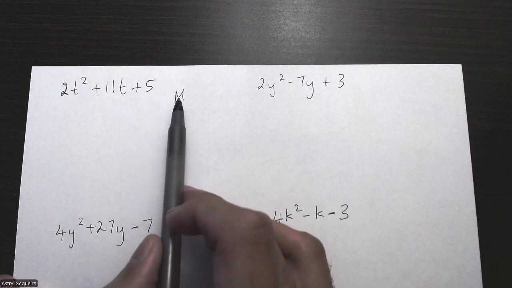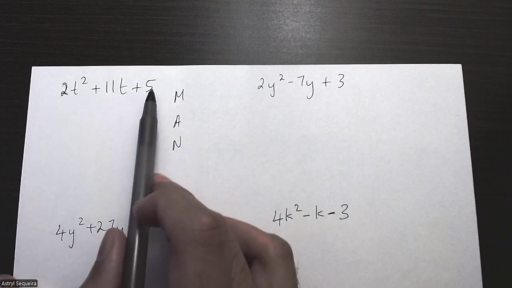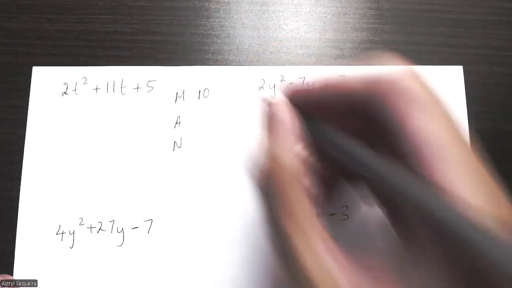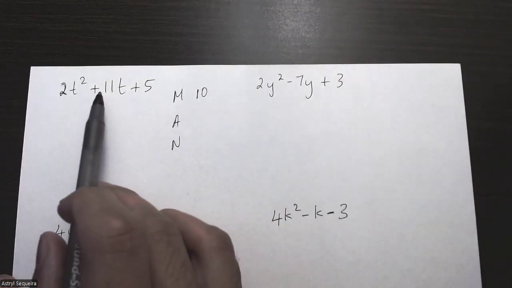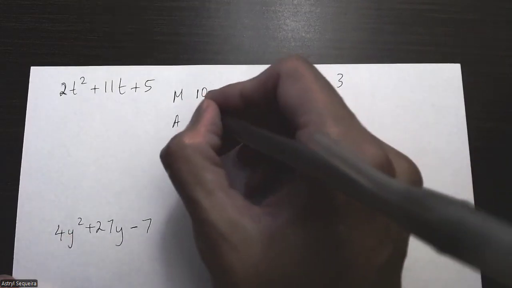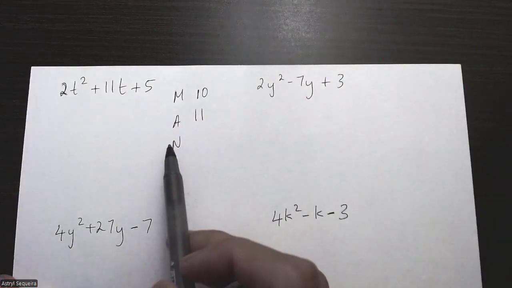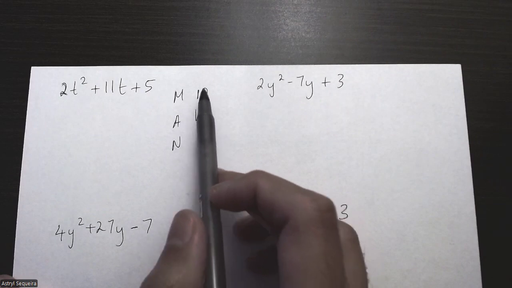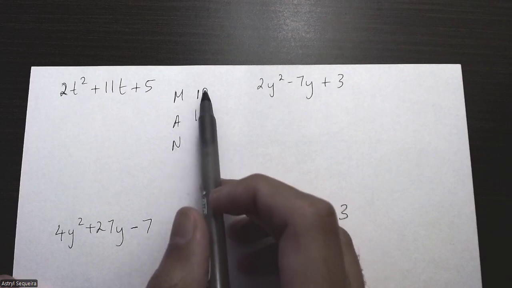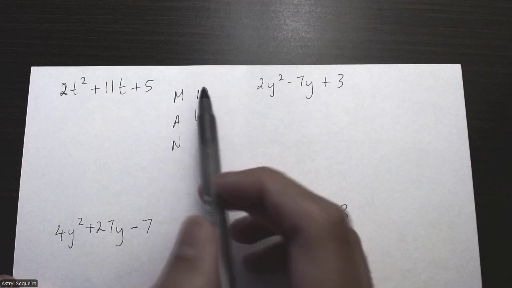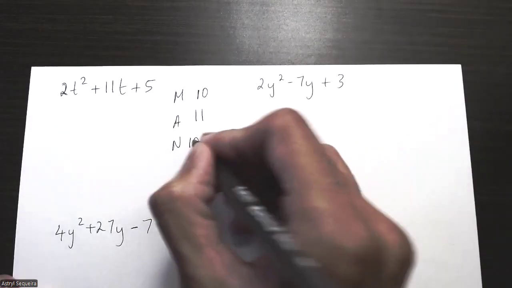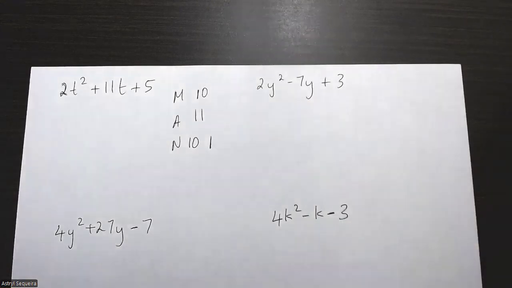So my multiplication is my first term times my last term. So 2 times 5 is 10. My addition is my middle number over here, which is 11. And then I want to think of two numbers that multiply to 10 and add to 11. Always think of your multiples first. So I know that 10 times 1 is 10, and 10 plus 1 is 11. So my two numbers are 10 and 1.